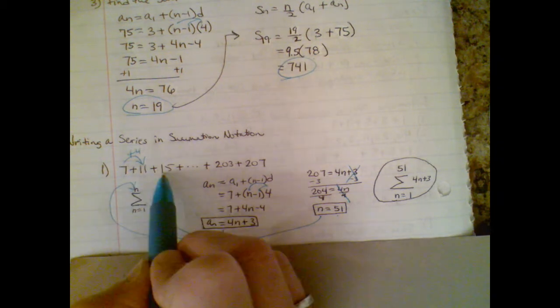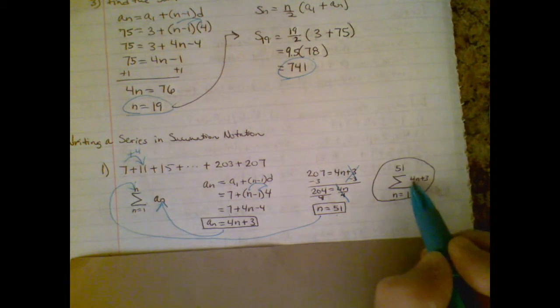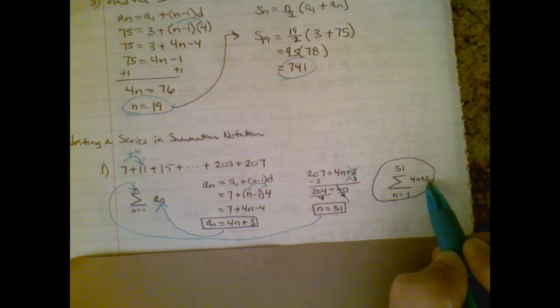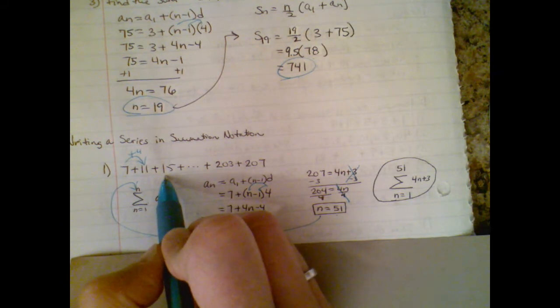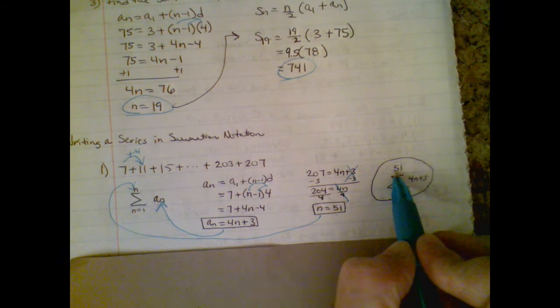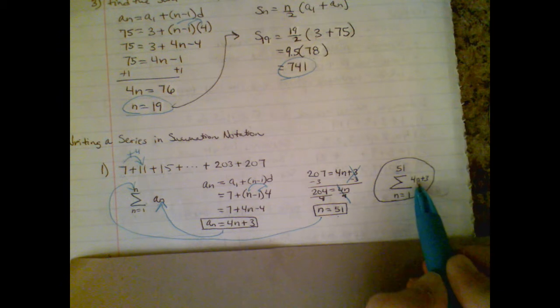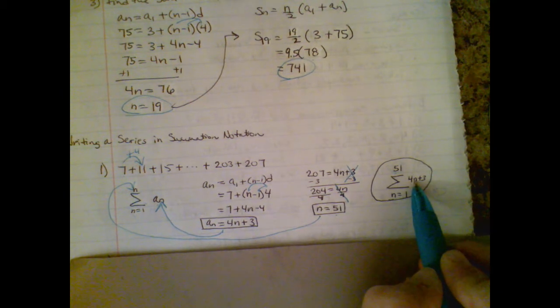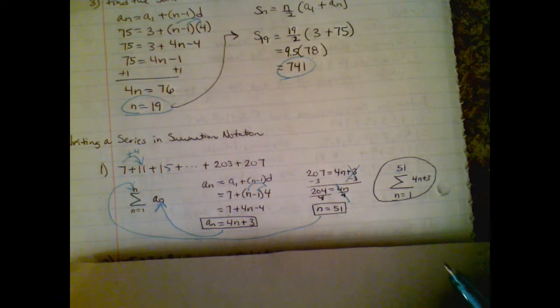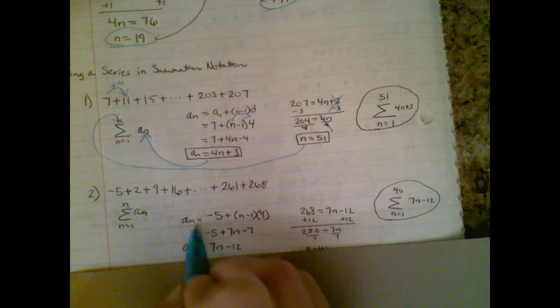If we want to figure out what the third term is, we can plug in 3. So 4 times 3 is 12 plus 3 is 15. Notice the third term was 15. And then if we plug in this top number, that should give us our last term. So if we take 4 times 51, notice we get 204. So 204 plus 3 is 207. So it works. Alrighty, so for this next one, this is our new series. So again, we're going to start with this first equation, solve for our a sub n. So our a sub n equals our a sub 1.